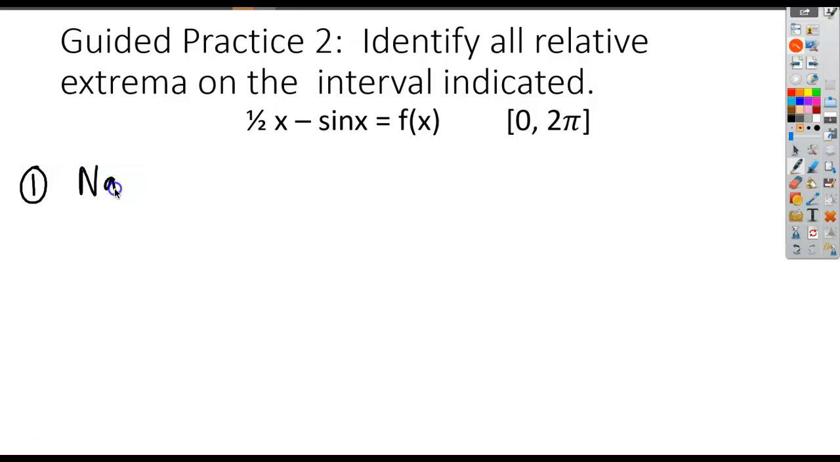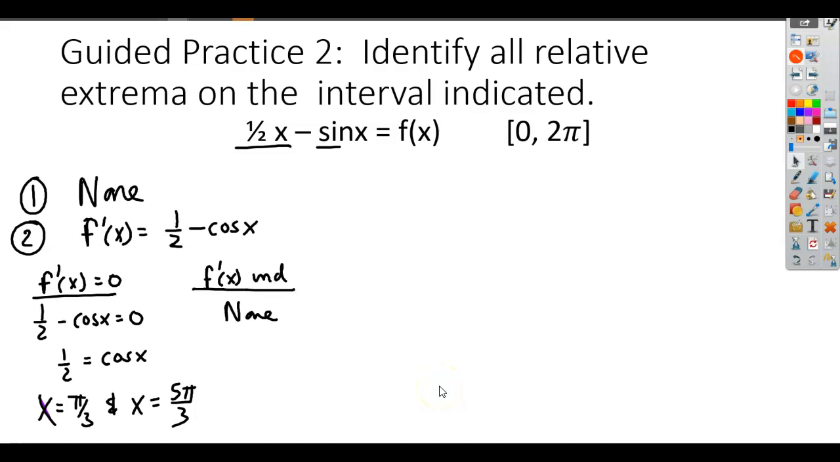Once again, the answer is none for step one. This is a linear function, this is a sine function, and when you look at your continuity of common functions worksheet, neither one of those has discontinuities. So when you put them together, you still have no discontinuities. So there's no discontinuities at all that we need to worry about. Go ahead and pause the video here and go through step two as much as you can.